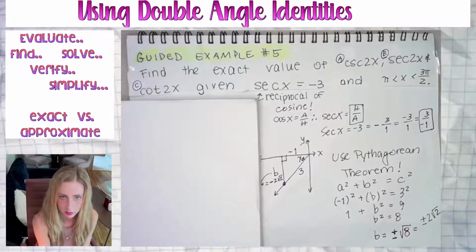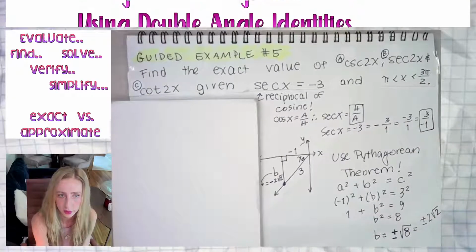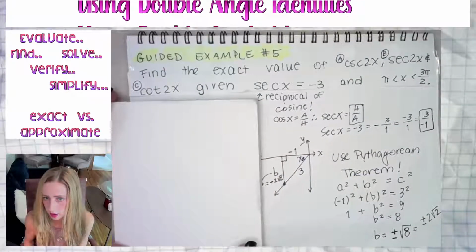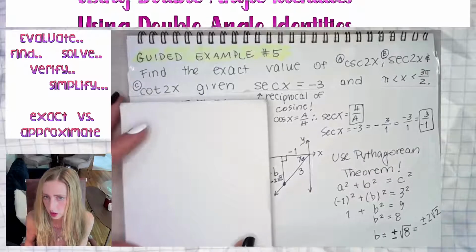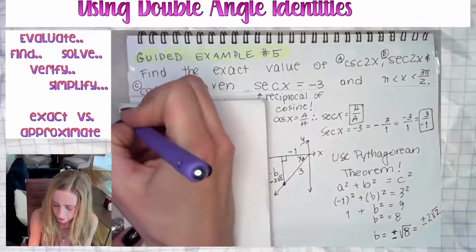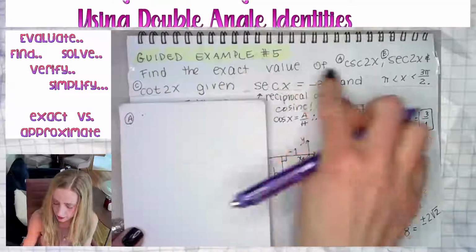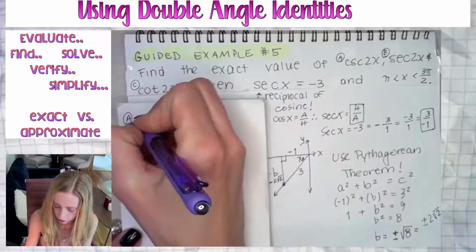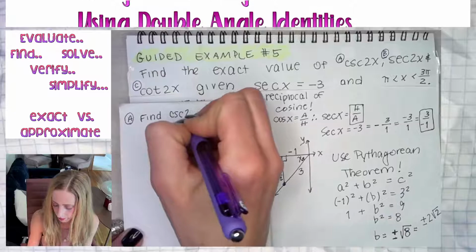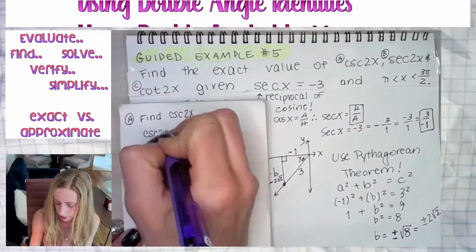Hopefully I could optimize this space a bit. Okay. Maximize it. So here we go. I don't need to see all of that, but I want to see that negative in front. Okay. So part A, we are trying to find the exact value of that. So we're going to find cosecant 2x. Cosecant 2x is what I start with.